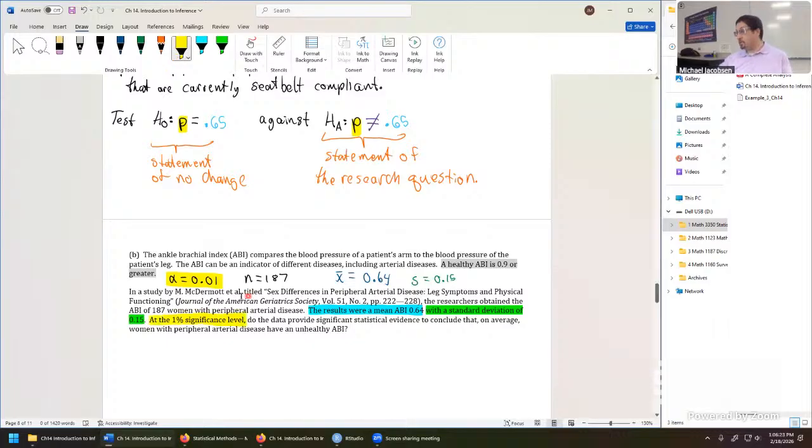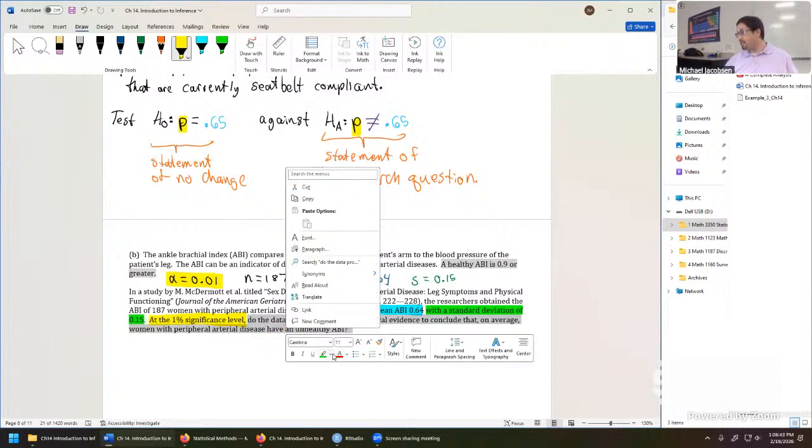So lots going on with this already. We've indicated 4 different values. The question of the problem is, do the data provide significant statistical evidence to conclude that, on average, women with peripheral arterial disease have an unhealthy ABI? So this is the entire research question. Let's highlight this so we can come back to it.